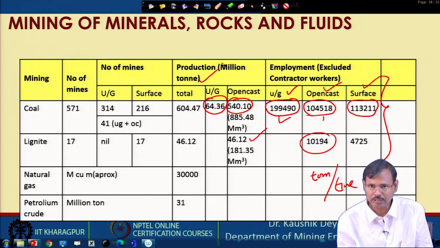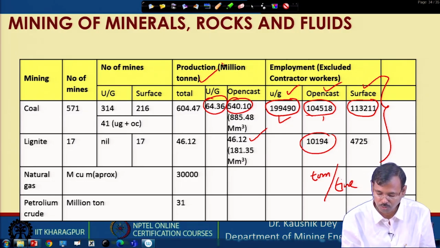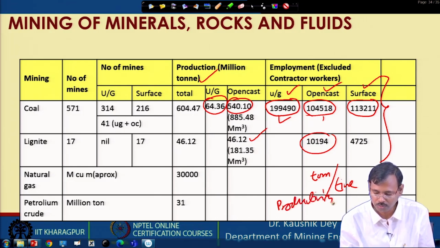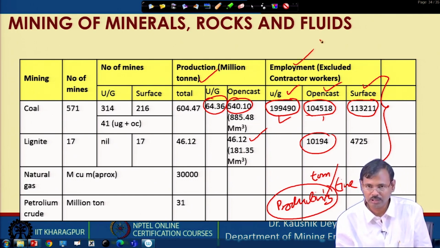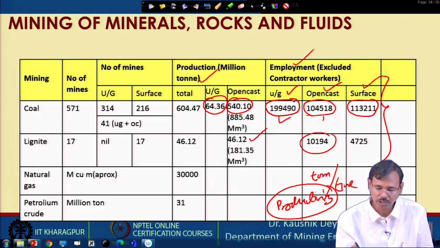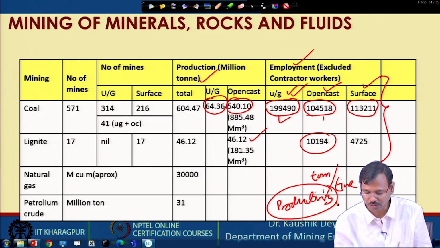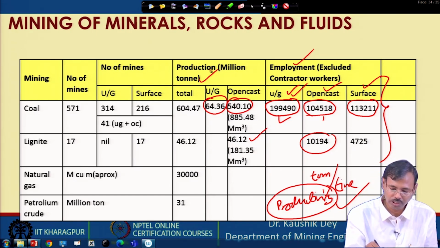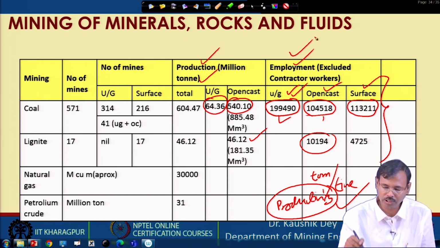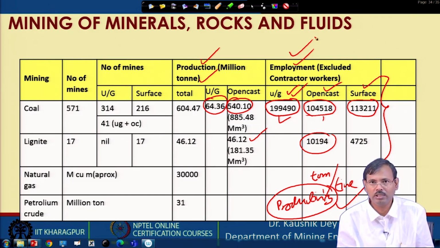Now, the second term I would like to introduce to you is called productivity. Productivity depends on the production rate you have achieved per unit employment. The production rate which you are achieving per unit employment, that is productivity, is also very high in the case of surface mining technology. So, in surface mining you have a high production rate and high productivity, and that is why surface mining is a very popular mining system, not only in the country but worldwide.